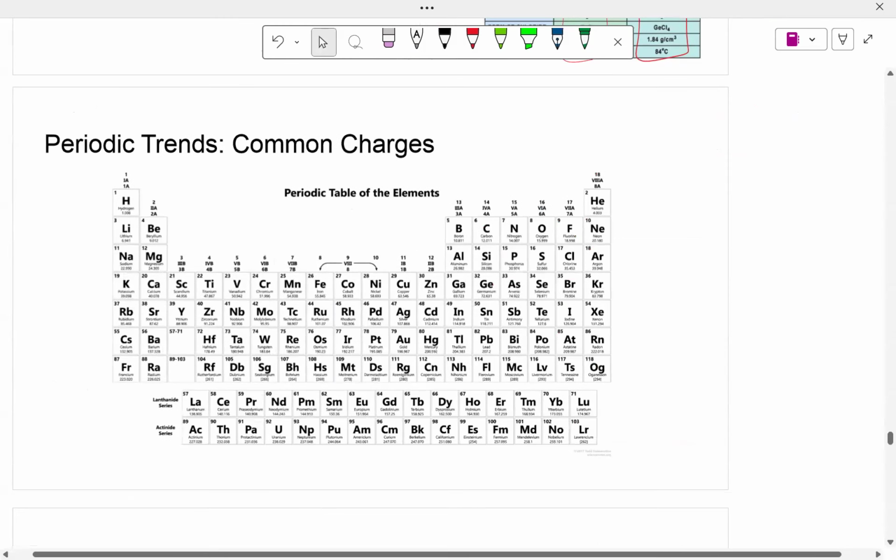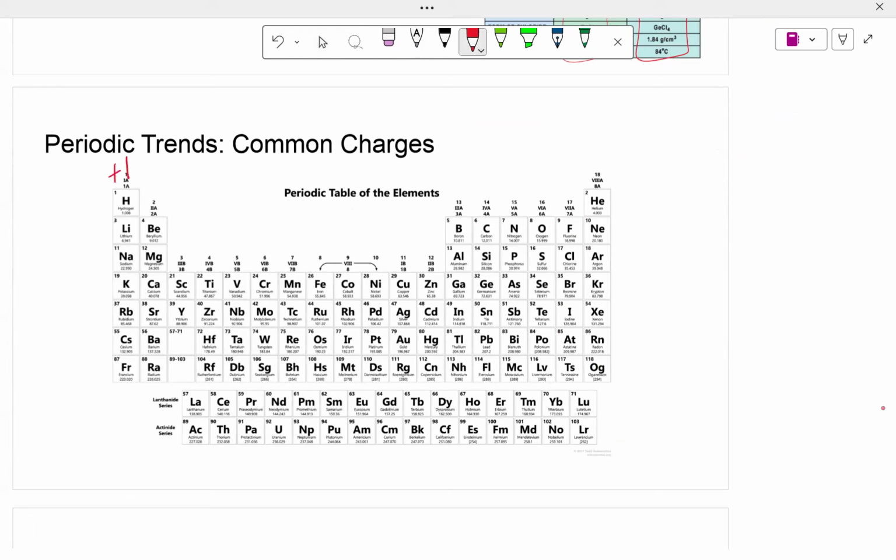So let's get to our first trend, and that's the common charges. So again, I'm going to focus just on the main group elements. Transition metals are kind of weird, but I'm just going to focus on the main group elements. But there is a noticeable trend: when these elements become ions, they tend to form the same charge every single time. So I'll go over the trend and then we'll talk about why.